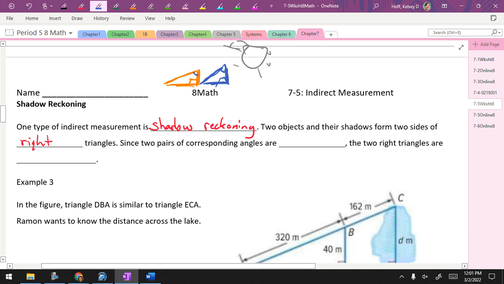Again, am I going to say to you, please show me why shadow reckoning works? No, but understanding will help you process it more. So since two pairs of corresponding angles are congruent, the two right triangles are similar. So this is where we're going to reach back into 7-4, our book assignment, where we could take two similar polygons and find that missing side length.